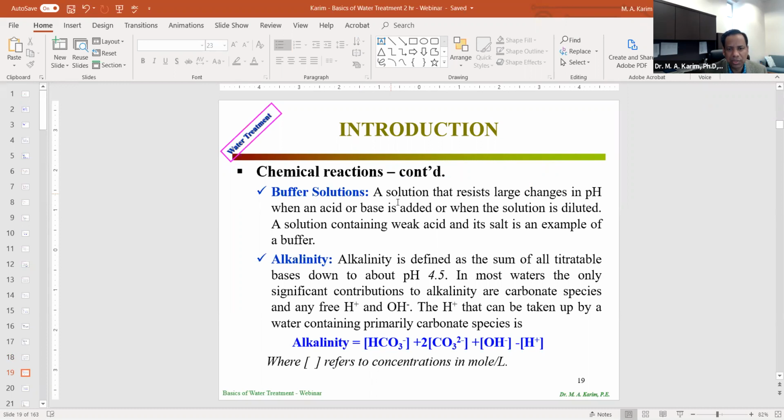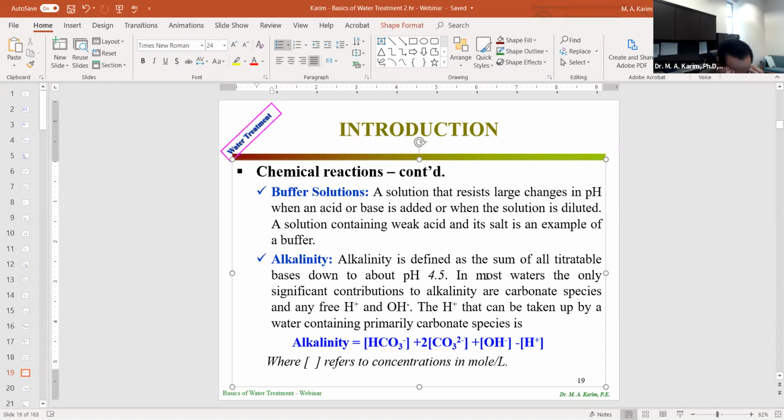Okay, then buffer solution, the solution that prevents the pH from changing very quickly. It could be either way, going up or going down. Alkalinity is another measure of the acid neutralizing capacity or something like that. The sum of titratable bases down to a pH of 4 in most water. The only significant contributing properties are carbonate species and any free hydrogen and hydroxyl ions. The hydrogen ion can be taken up by the water, approximately carbonate species is this. So this is the mathematical definition of alkalinity. Alkalinity, another way, acid neutralizing capacity, ANC.